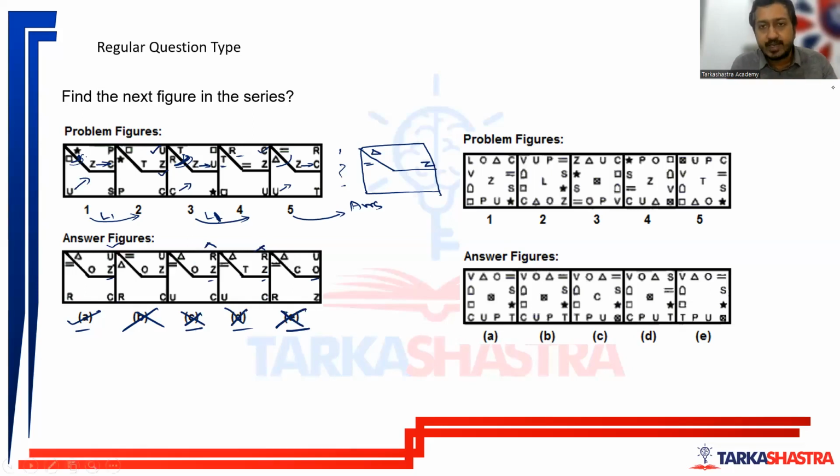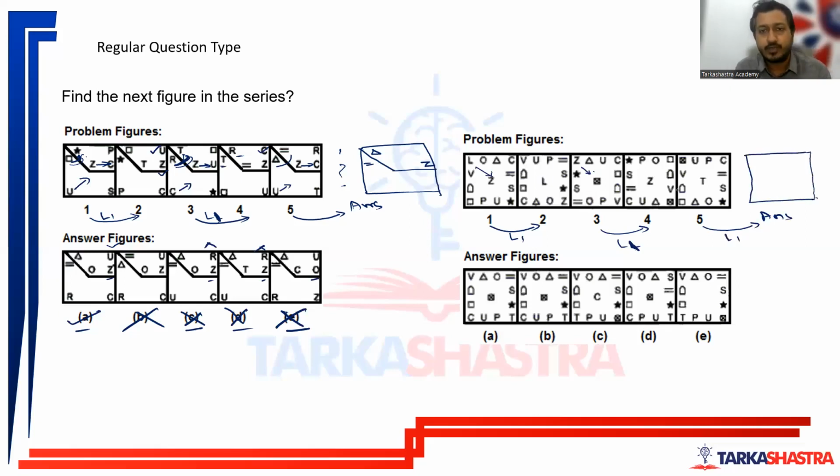So what is happening? L. If you observe, L is coming here to here. Okay. Then where is L going? L is eliminated. Okay. Z is coming from here to here. Okay. Again, the same logic. Whatever is the logic from figure 1 to figure 2, same logic we have to apply from figure 3 to figure 4. And then the same logic will be applied from fifth figure to the answer figure.